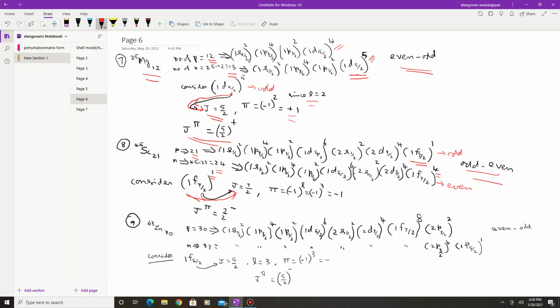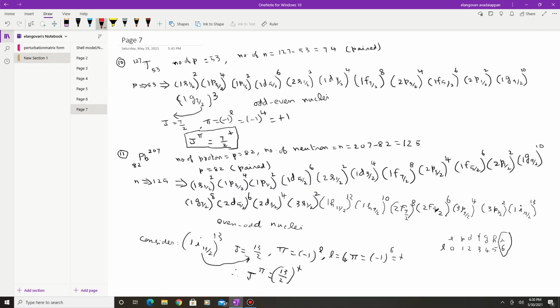Now let us take another example. Zinc 30, 63, proton number is 30, neutron number is 33. Write down the level sequence for proton 30. The last level, if it is an even number, usually this will be even. Since the neutron is odd, you write down the level sequence. This is odd, 1f 5/2 with 1. So you consider this 1f 5/2. This J will be the angular momentum of the nucleus. So J is equal to 5/2, and L is equal to 3. Therefore pi is equal to (-1) to the power L, with L 3, which is negative. So J pi is 5/2 negative.